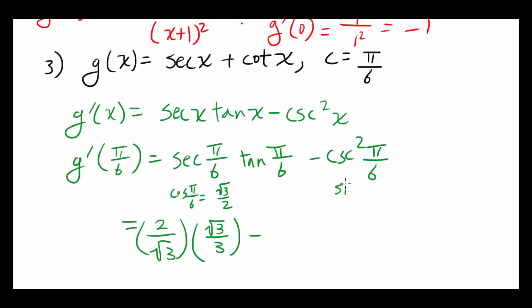Well, we know sine of pi over 6 is 1/2, so cosecant of pi over 6 is going to be 2, and you're squaring that, so you're going to have 4. The square root of 3 cancels out, so you get 2/3 minus 4, also known as negative 10/3.